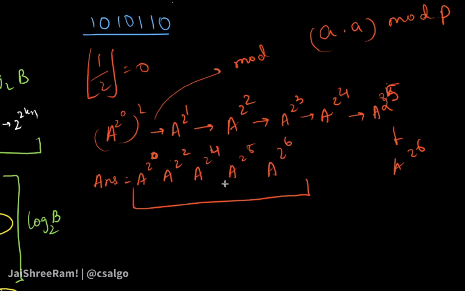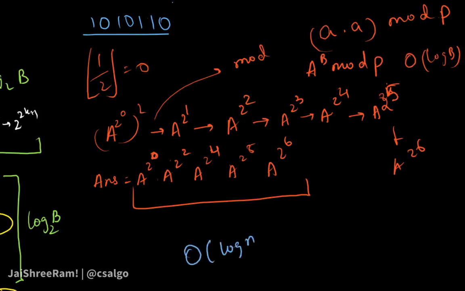So if you carefully do these modulo operations, you'd be able to find out any a to the power b mod p in log of p time, right? In order log of p. So this is the order log n algorithm to calculate a to the power n.